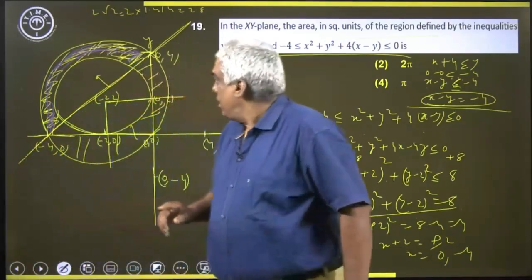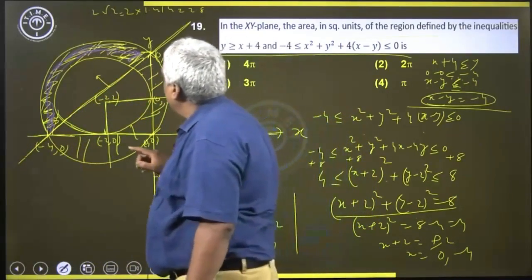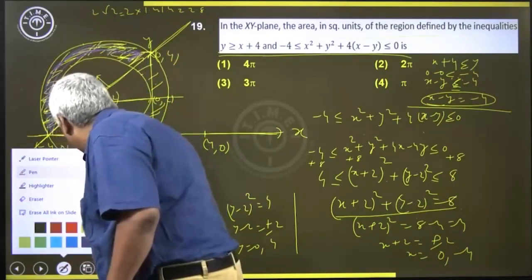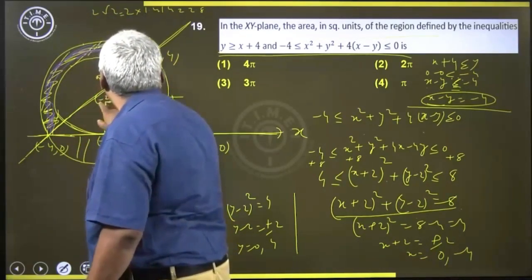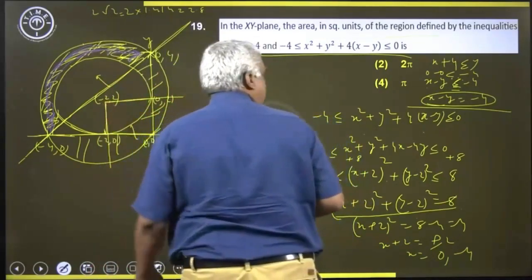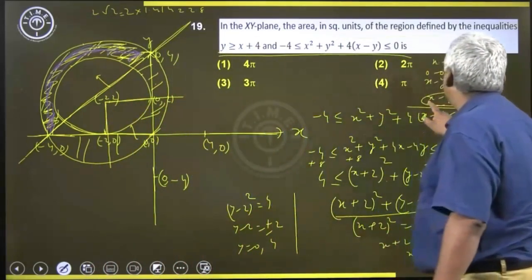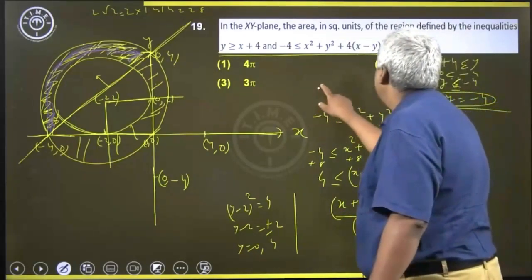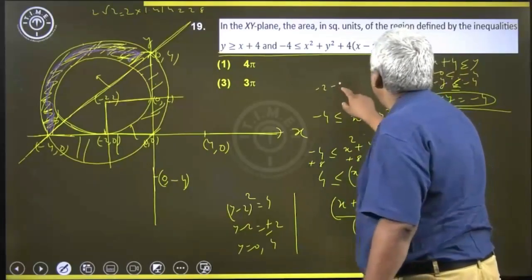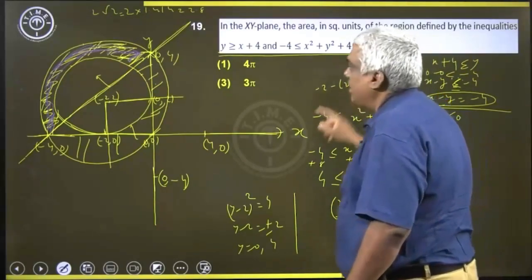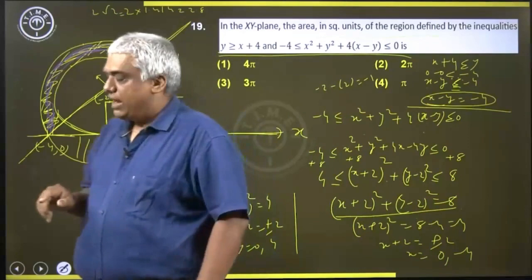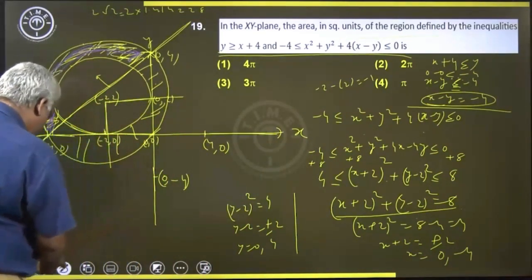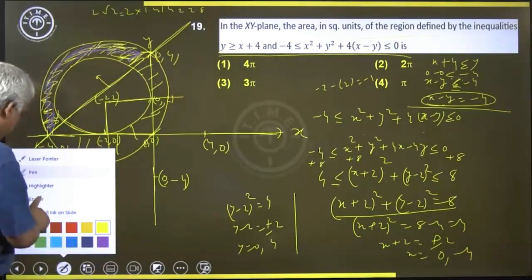Now you see, this line is also passing, I think this is the wrong diagram. Is it passing through the center minus 2, 2? Put minus 2, 2, right. So you see minus 2 minus y, which is 2, equals minus 4. This line is passing through the center, right. So the center is somewhere here. So this diagram I have to fix a little bit.